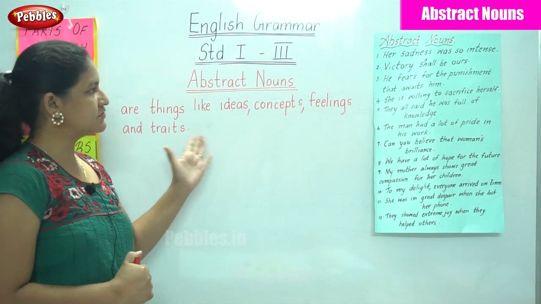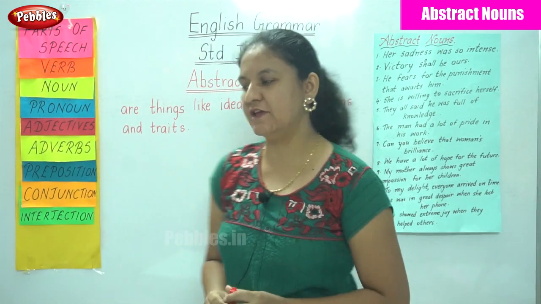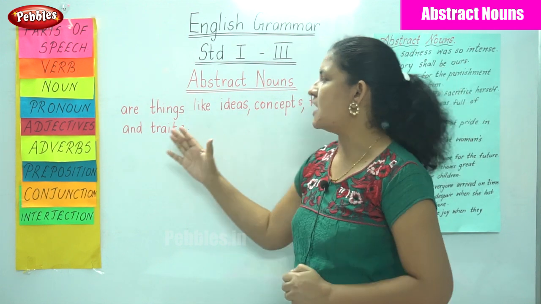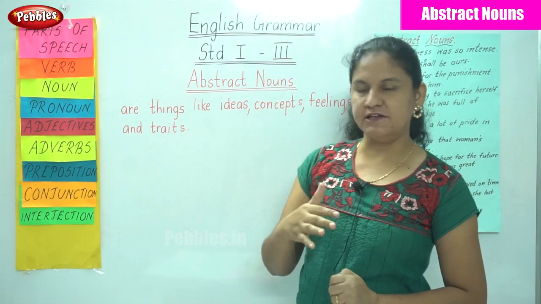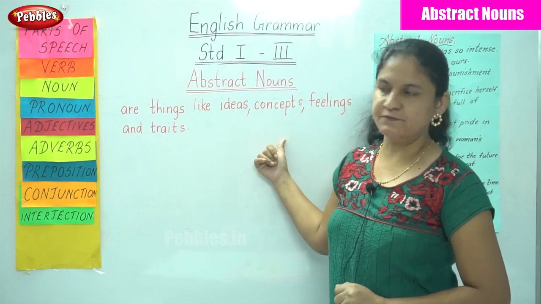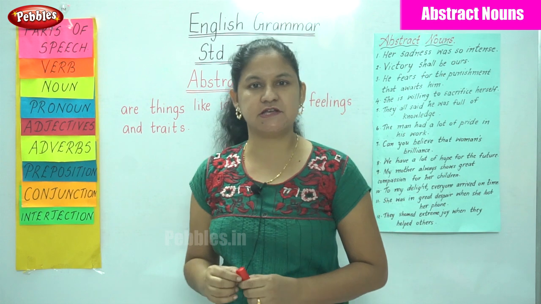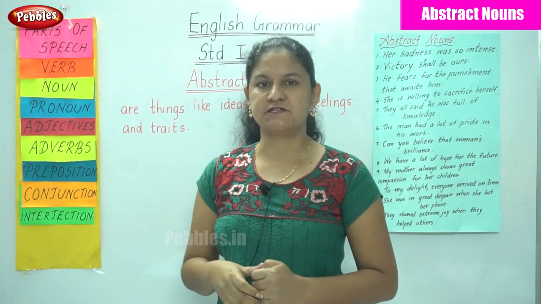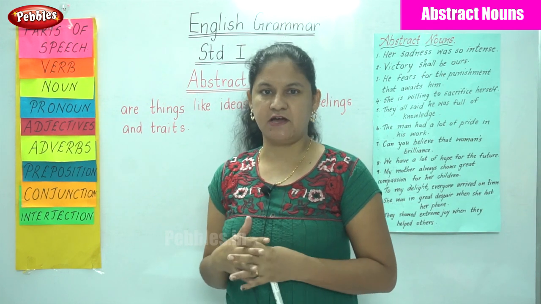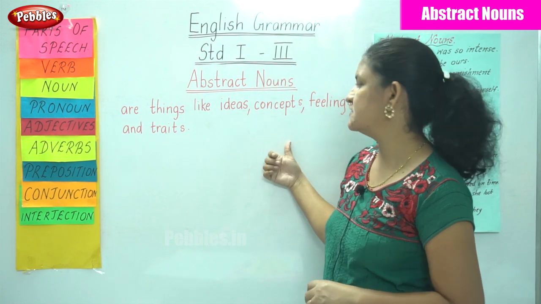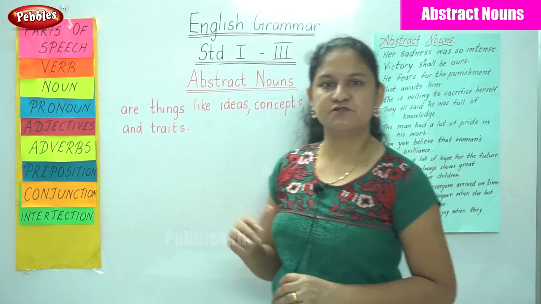So, abstract nouns. Our next topic will be abstract nouns. Abstract nouns are things like your ideas, your concepts, your feelings, and your traits. Traits are your inbuilt qualities.